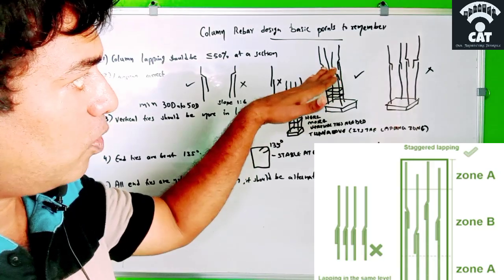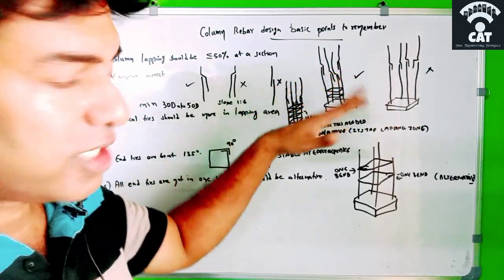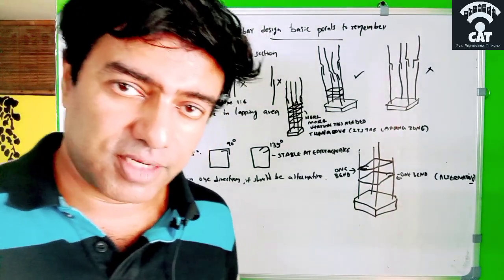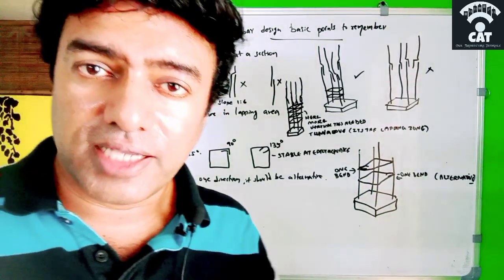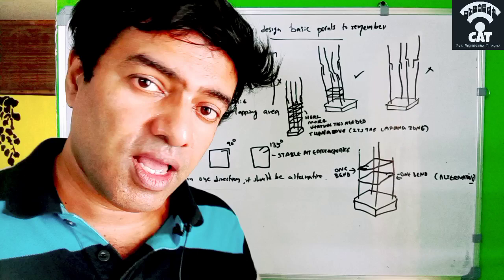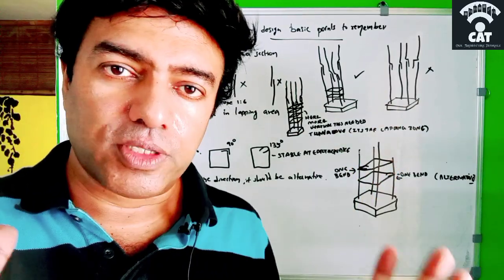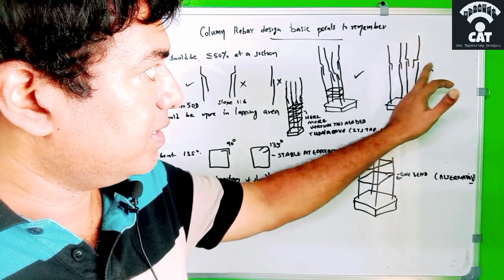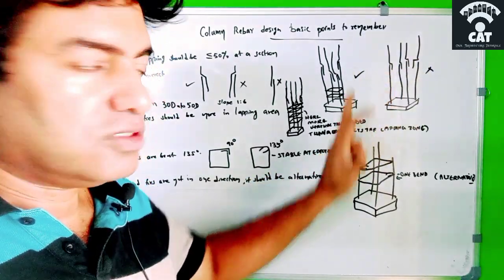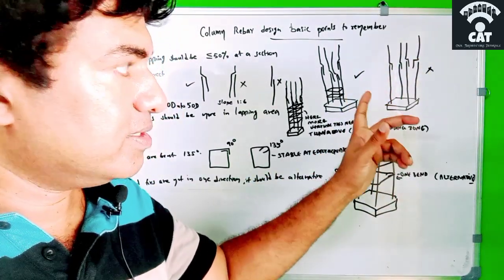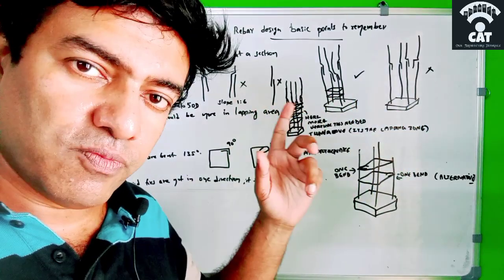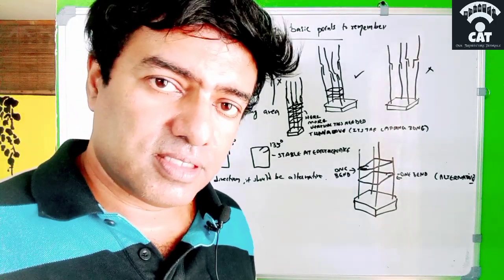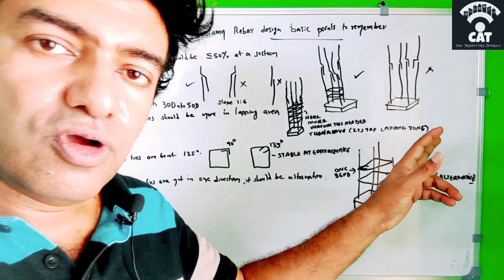That means the lapping should not come in a straight line. If it comes like that, what is the problem? Then there is a high chance of failure. The column will fail at that point, because this is all the lapping at a single line. That point will be the weakest point in the column, and when an earthquake occurs or the load increases, that will be the point of failure.